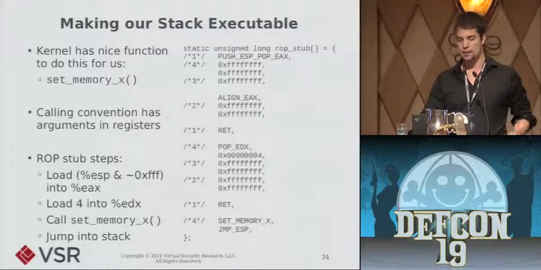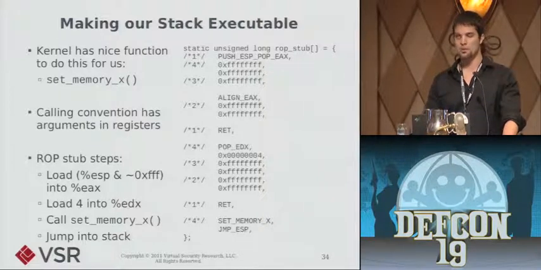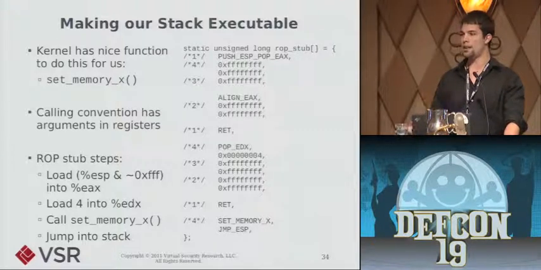So what the ROP stub does is, first, we load the stack pointer, which points into the stack that we want to mark executable, into the EAX register, because that's the first argument register for this function. We'll align it to a page boundary, because set_memory_x will cry a little bit if you don't have things page aligned. Then I just chose arbitrarily, let's mark 4 pages from that point, into our second argument register, which is EDX, return into set_memory_x, which is just going to mark the soft IRQ stack executable, and from that point we can just return into a jump ESP instruction, at which point execution will jump into the soft IRQ stack and start running our code.